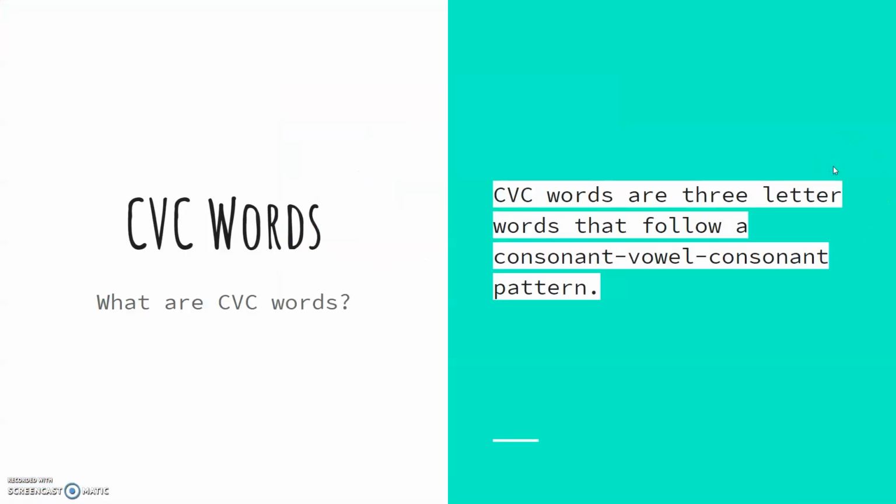First, let's begin with an introduction to CVC words. Well, what are CVC words? They are three-letter words that are formed with a consonant-vowel-consonant pattern. Vowels are the letters A, E, I, O, U, and consonants are all other letters.